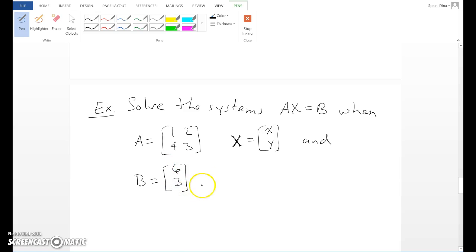We'll do one when the right-hand sides are 6 and 3. We'll do another one, 10 and 15. And we're going to do one more system, 2 and 11.